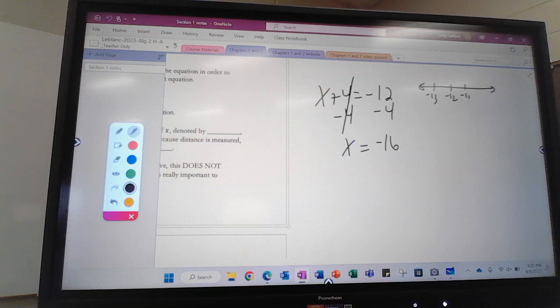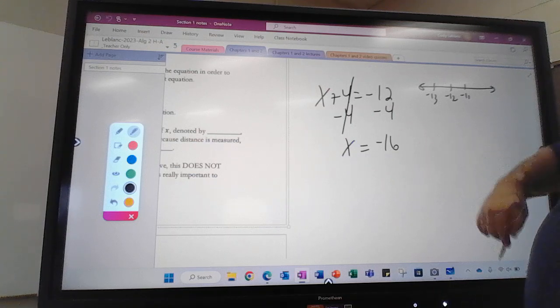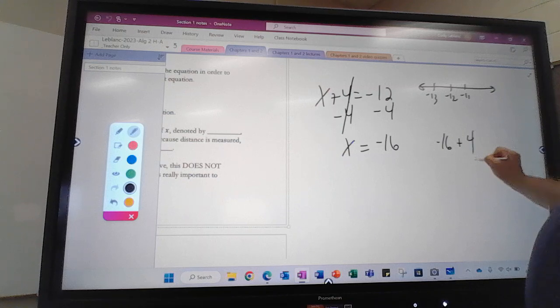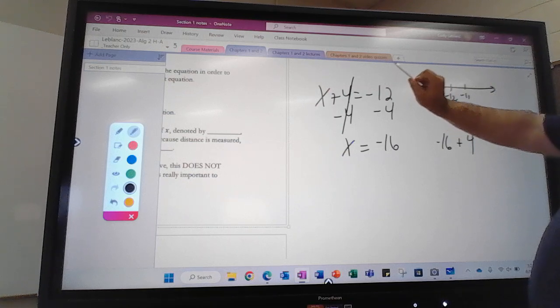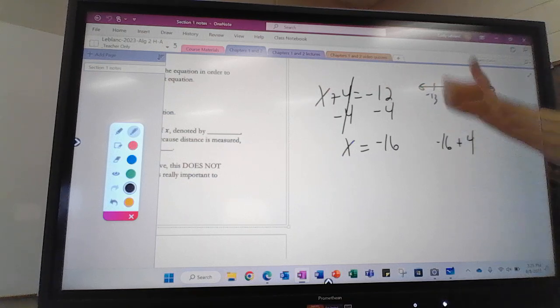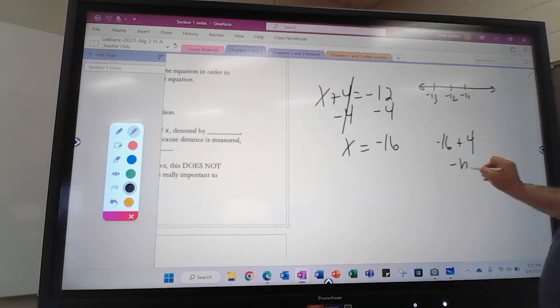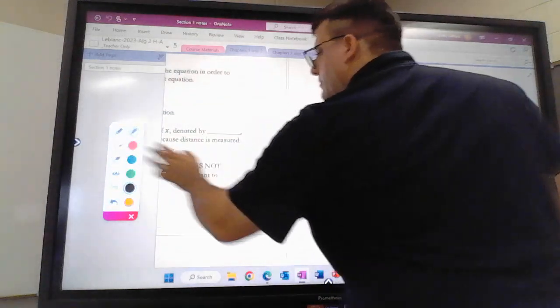And just like any equation, we want to make sure to check our work. Use my original equation, x plus 4. So negative 16 plus 4, so take negative 16. I'm adding 4, so I'm moving to the right. Negative 16, negative 15, negative 14, negative 13, negative 12. Negative 12, and it all checks out.